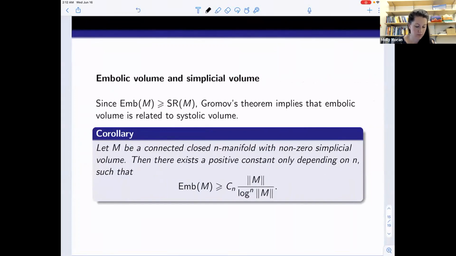Since the injectivity radius is less than or equal to 1/2 the homotopy 1-systole of M, the embolic volume is always an upper bound to the systolic volume. So Gromov's theorem relating systolic volume and simplicial volume has the following corollary. For a closed connected n-manifold with non-zero simplicial volume, the embolic volume has a lower bound in terms of the simplicial volume.